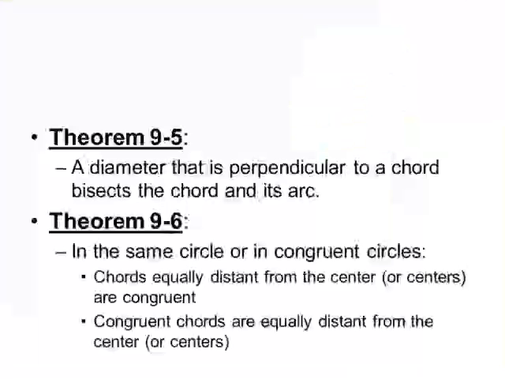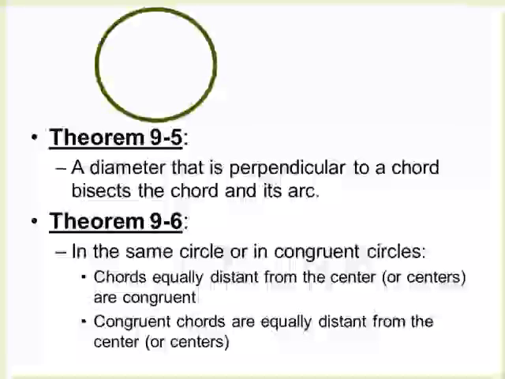Our next theorem says a diameter, remind me what a diameter is. A chord that contains the center of the circle. So I'm going to go right through the center, edge to edge. A diameter that is perpendicular. What's perpendicular mean? Intersects at 90 degrees to a chord.